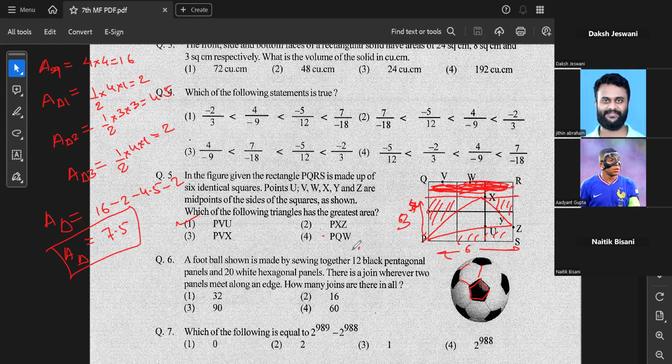So 12 pentagons, 12 multiplied by 5, gives 60 edges for the pentagons. And 20 multiplied by 6 gives 120 edges for the hexagons. So 120 plus 60, total 180 edges. But each edge is covered by a pentagon as well as a hexagon. So while calculating for the hexagon I considered this edge, and while calculating for the pentagon I also considered this edge. So the same edge I have considered twice. Hence, whatever answer I get, I'll divide it by 2 to compensate for the repetition. Hence, my answer is going to be 90.